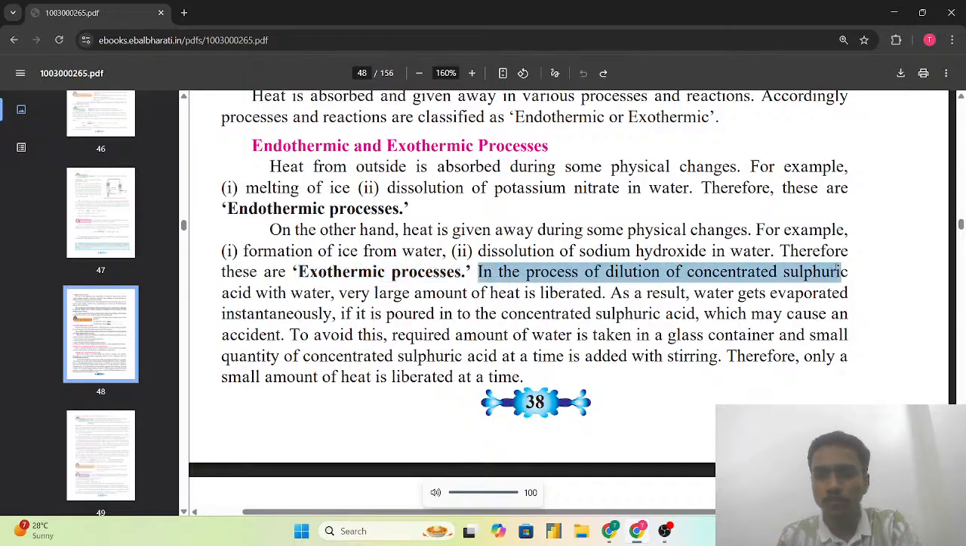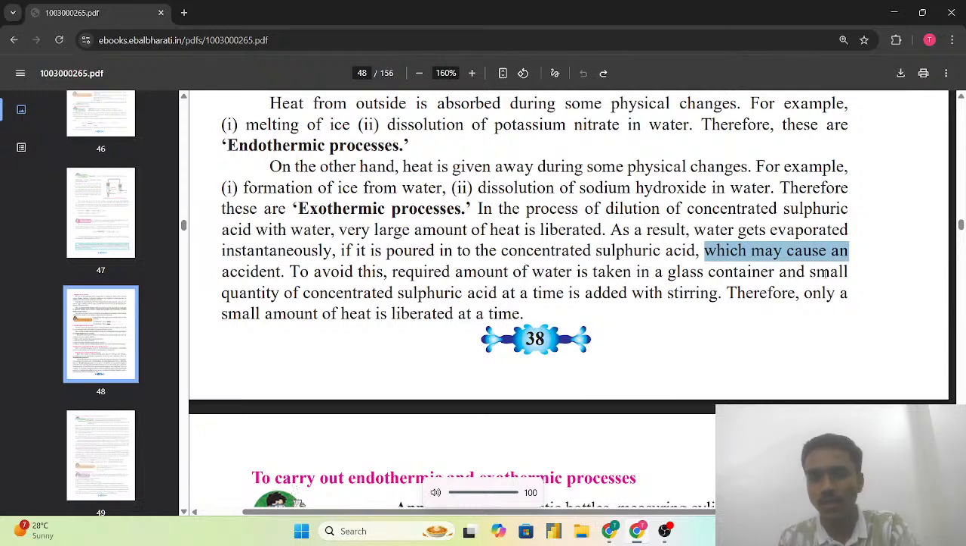In the process of dilution of concentrated sulfuric acid with water, a very large amount of heat is liberated. As a result, water gets evaporated instantaneously if it is poured into the concentrated sulfuric acid, which may cause an accident. To avoid this, the required amount of water is taken in a glass container and a small quantity of concentrated sulfuric acid at a time is added with stirring. If we directly pour water into sulfuric acid, it leads to sudden damage, as a huge amount of heat gets evolved during such chemical reactions.